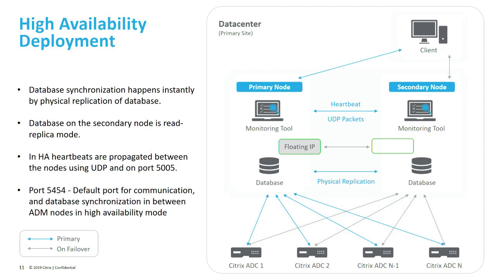With an HA deployment, obviously you're going to have a primary and a secondary node in the pair. The primary node is really going to be the node that's accessible. You can use the management IP for the ADM to get into the primary node, or you can use the floating IP to get into it. The synchronization between the databases on the primary and secondary node happens by physical replication, and the database on the secondary node is going to be in a read replica mode.